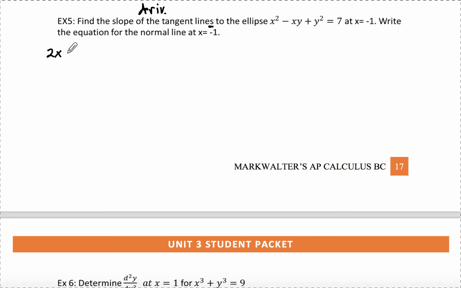The derivative of x squared is 2x minus, oh, we got a product, so keep the first, derivative of the second, plus derivative of the first, which is negative 1, keep the second, plus 2y dy/dx equals 0.